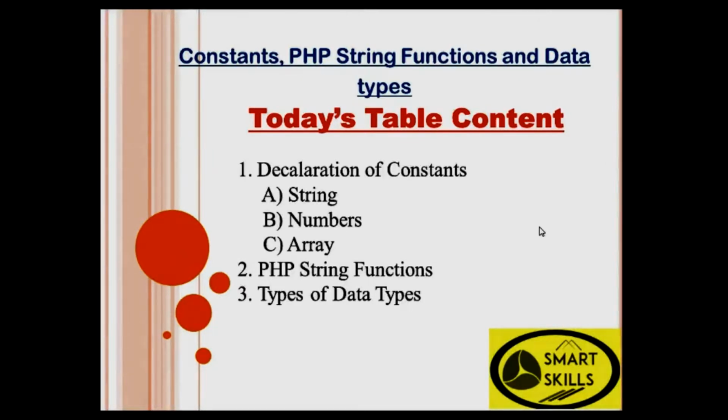Today, the table of contents is how to declare constants in PHP. Then we have different types of PHP string functions and different data types. So let's see one by one how to declare constants. We have constants like string, constant numbers, and also constant array. We have different PHP string functions and different data types. So let's see one by one.